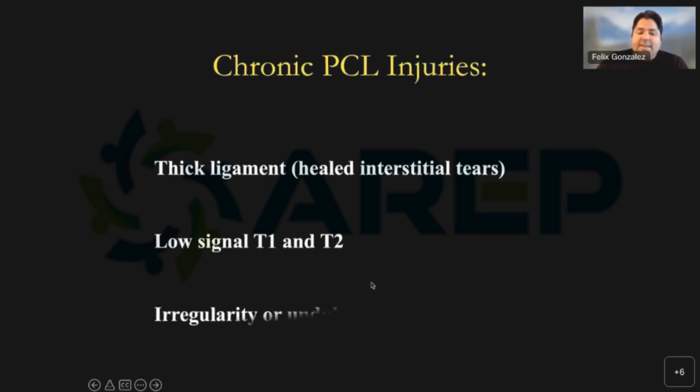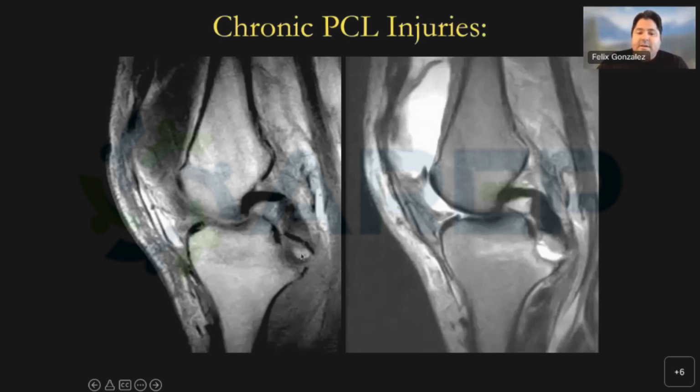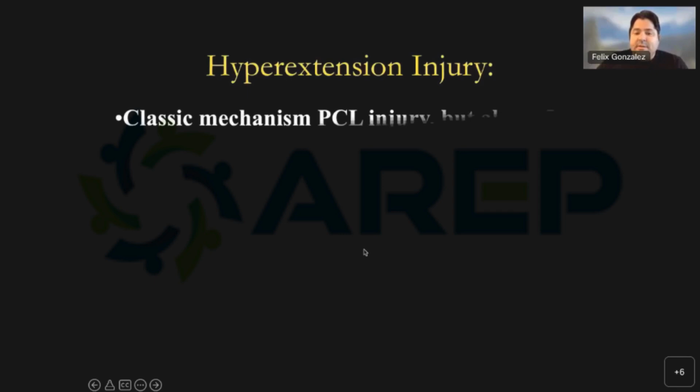Usually in the chronic setting, you see a thick ligament. That basically means that the interstitial tears are healed. You will see low signal on T1 and T2, and you have a regular or undulated appearance. So here's an example of a chronic avulsive injury of the PCL. You can see how the mid and distal aspect of the fibers are thickened, but not only that, you have a bony fragment that came off of that posterior attachment onto the tibia.